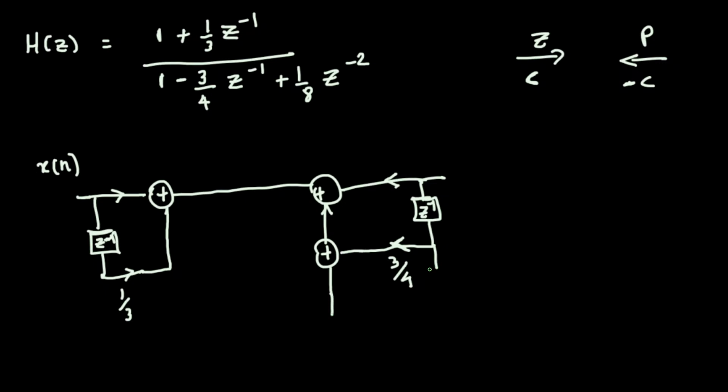And another Z over minus 1. And the coefficient for this one is 1 over 8, and we put the opposite sign, which is negative 1 over 8. Okay. And that is the diagram, and this side is y of n. Okay, now this is the direct form one.